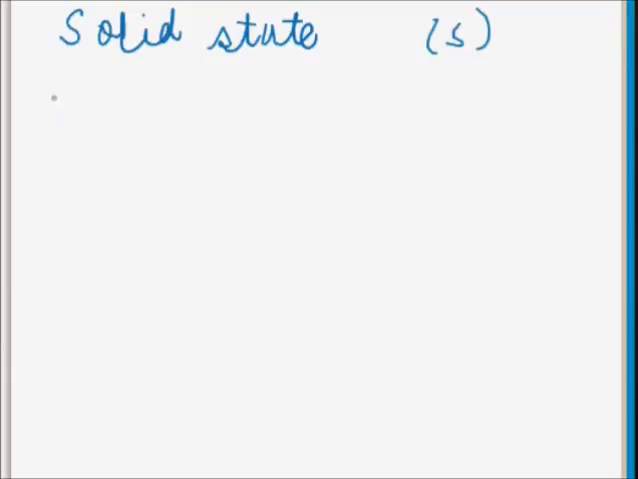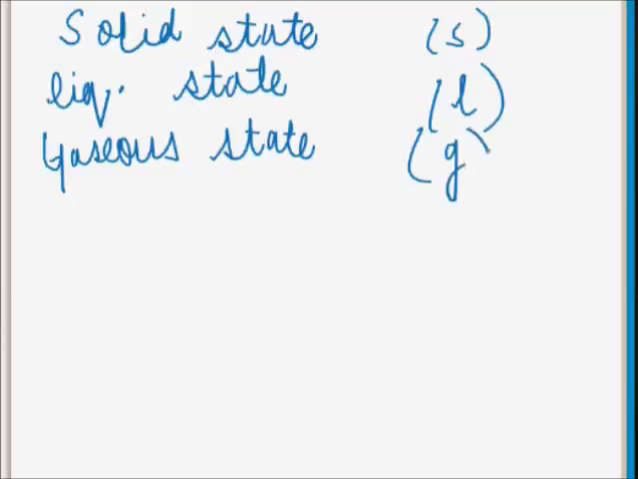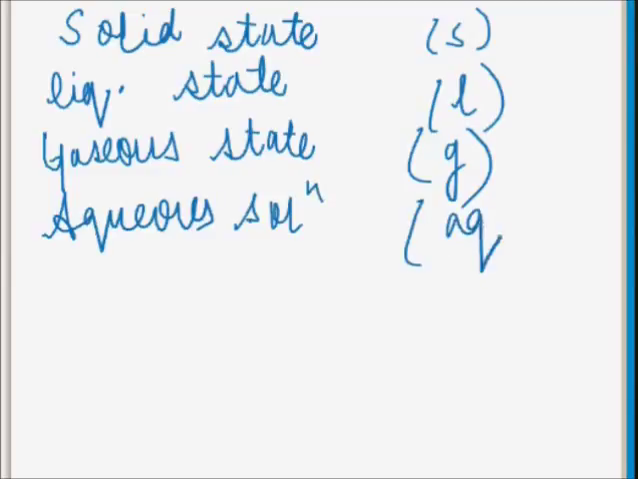Solid state is indicated by the symbol s. Solid state. Small letters in italic, enclosed in brackets and placed immediately after formulae in reactants and products. So it can be written like this, small s. Now liquid state, small letter l, and gaseous state, small letter g. Aqueous solution can be written like this, aqueous solution in brackets aq in small letters.